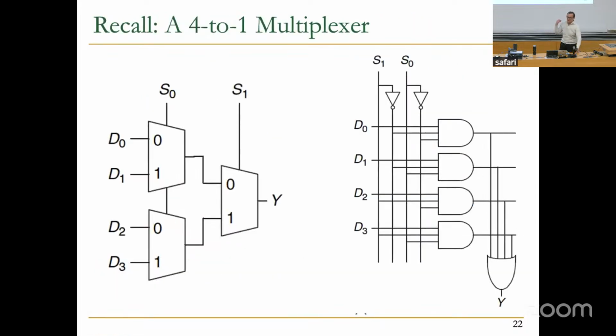Recall this was the 4-to-1 multiplexer that we built using AND gates, NOT gates and OR gates before. So it's also interesting to see that part of the multiplexer is a decoder, right? I didn't say that last time exactly, but if you look at this part, that's the decoder. Okay? So multiplexers and decoders are kind of like sisters.